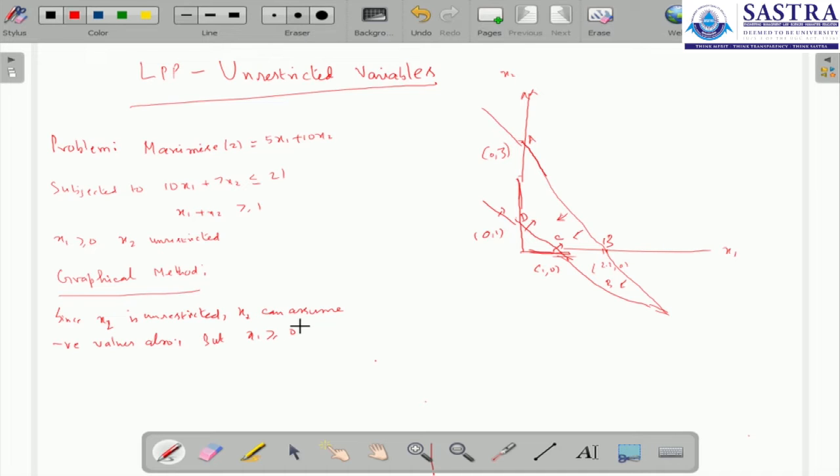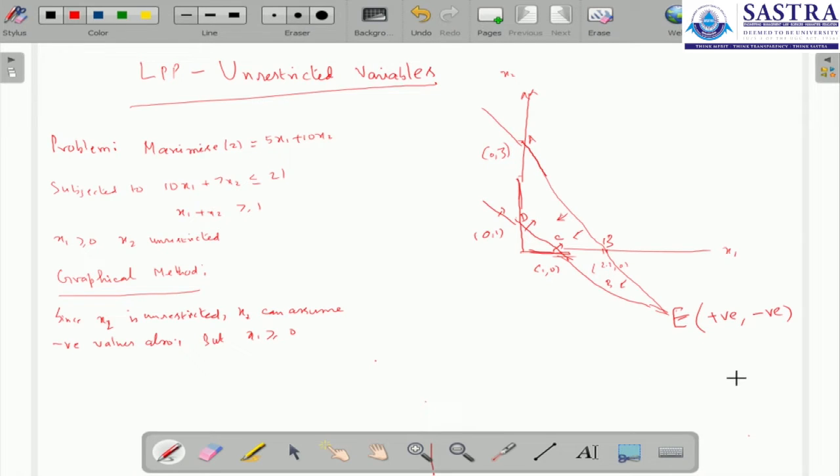So let us call this meeting point E. For E, x1 will be positive, whereas x2 will be negative. So the feasible region is extended from ADCB to ADE. This triangle ADE will be the feasible region, just because x2 becomes negative also, so both the positive and the negative values are to be taken up.